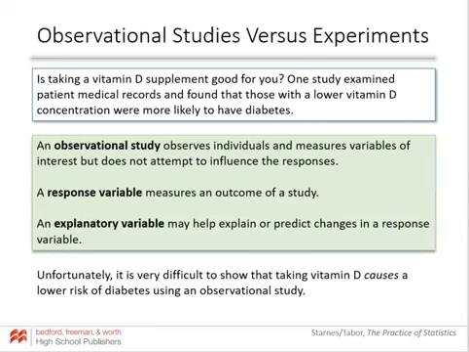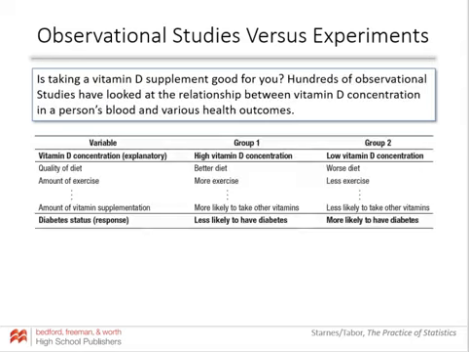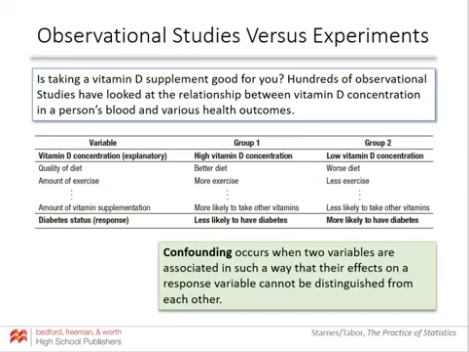Okay. The problem with observational studies is it's very difficult for us to say that vitamin D is the cause of the lower risk of diabetes. Because if we looked at those groups that they came up with, the people with the high vitamin D also had a better diet, they exercised more, they were more likely to take other vitamins. Okay, so because these other variables are at play, we can't say for sure that it was just the vitamin D that had the effect on the diabetes.